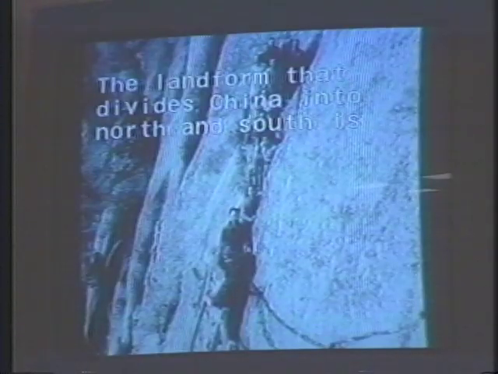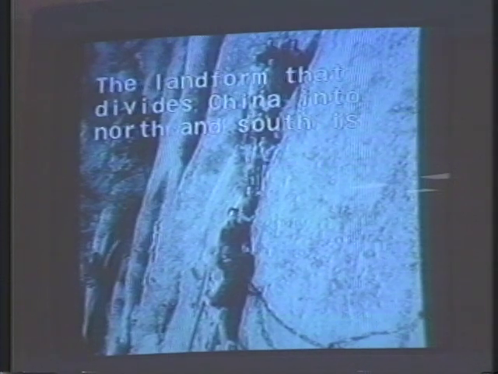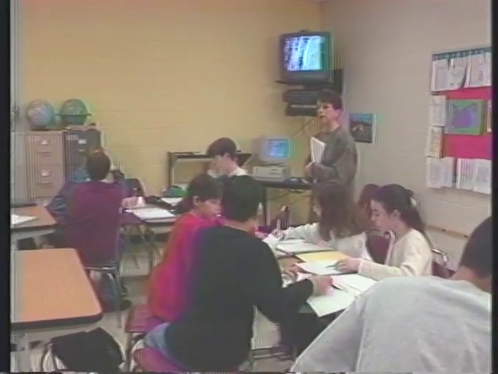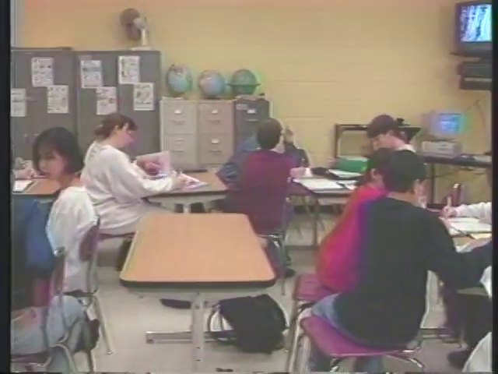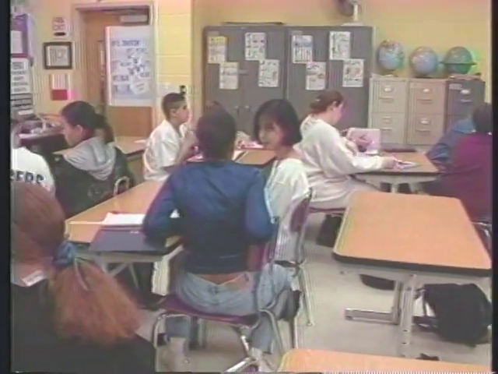Next picture. Okay, what do we see? What's in the picture? Can you make it out? Anybody figure out what that is? Okay, yeah, it's a mountain range. Well, it's a particular mountain and there are some mountain climbers on it. The question is, for number 2, what is the name of the landform that divides China into north and south? What particular landform divides China into north and south? That's number 2.